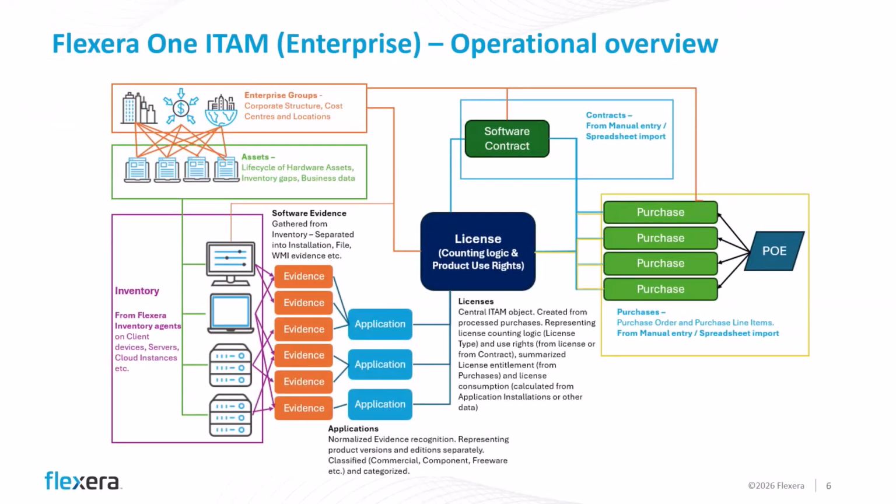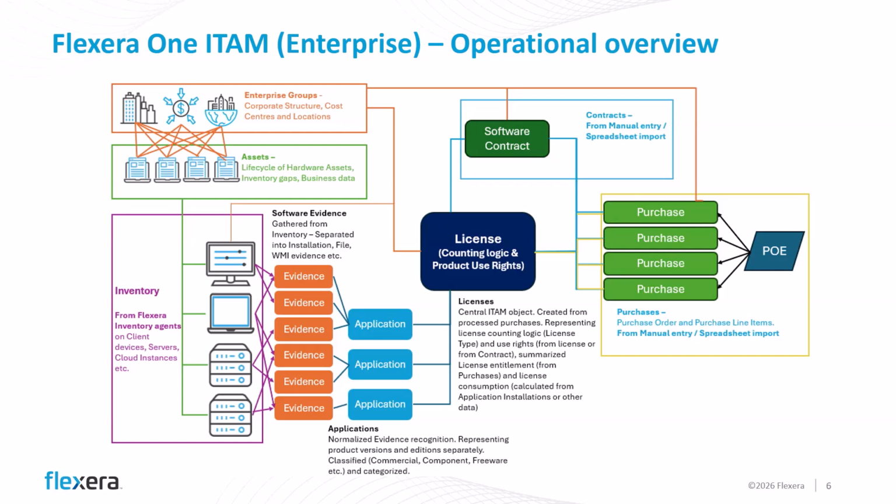This slide provides an operational overview of Flexera One ITAM Enterprise, summarizing the essential objects and their relationships and data flow within the solution. Inventory is gathered from clients and servers, etc. The raw software evidence gathered is normalized to represent application installations. Purchases and contracts are entered into ITAM, from which licenses are created. These licenses, configured with appropriate use rights, upgrade and downgrade rights, rights of multiple use, counting logic in virtual environments, etc., are associated with relevant applications to enable automated license consumption.